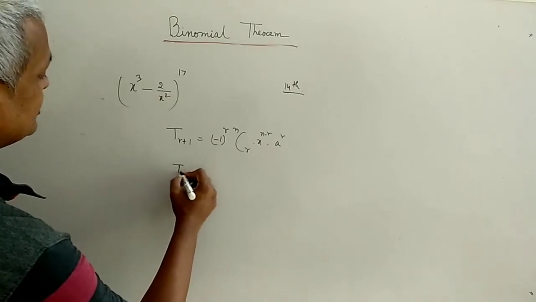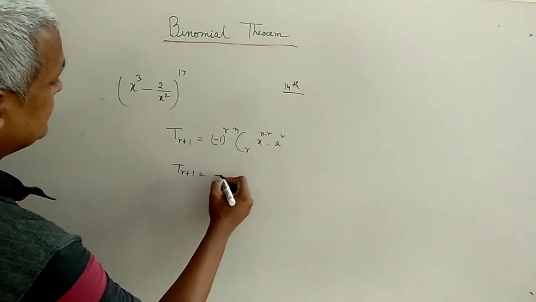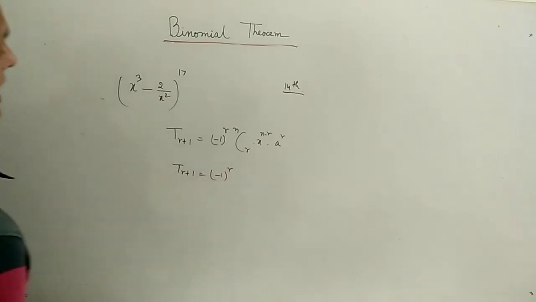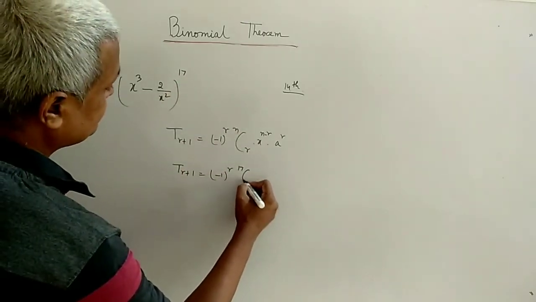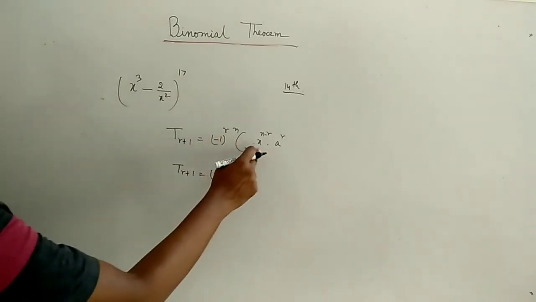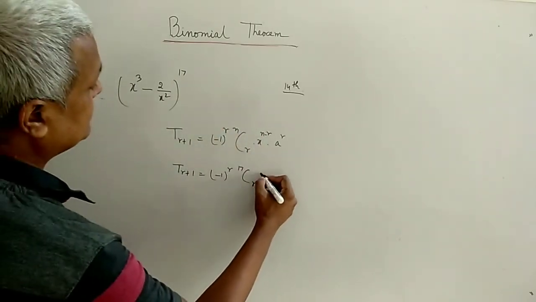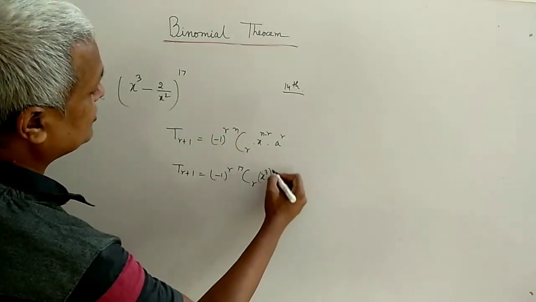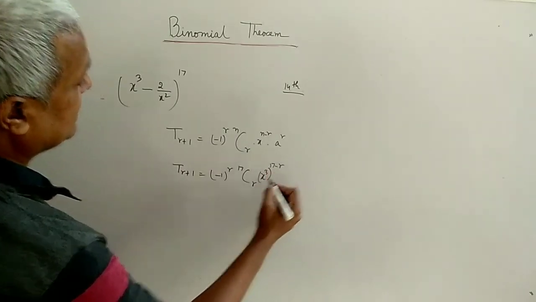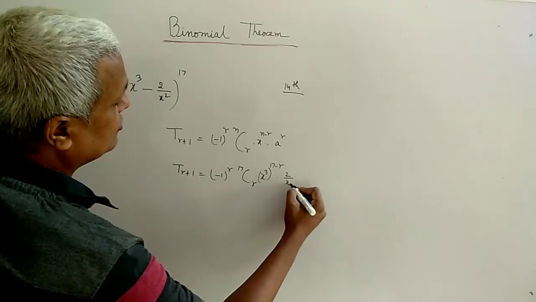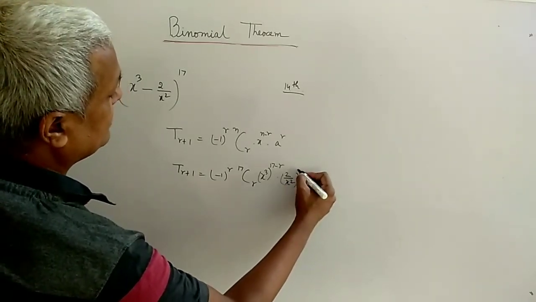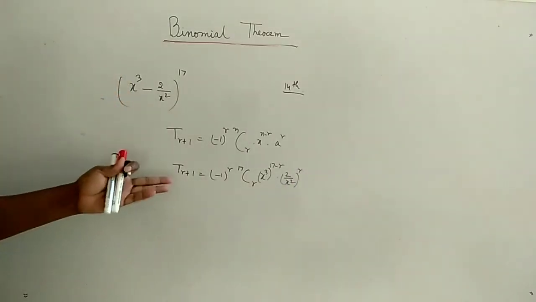then I'll have my general term T(r+1) as (-1)^r, then nCr, that is 17Cr, and then x is the first term, x cubed to the power 17 minus r, into a, that is 2 over x squared, to the power r. Then this is your general term.